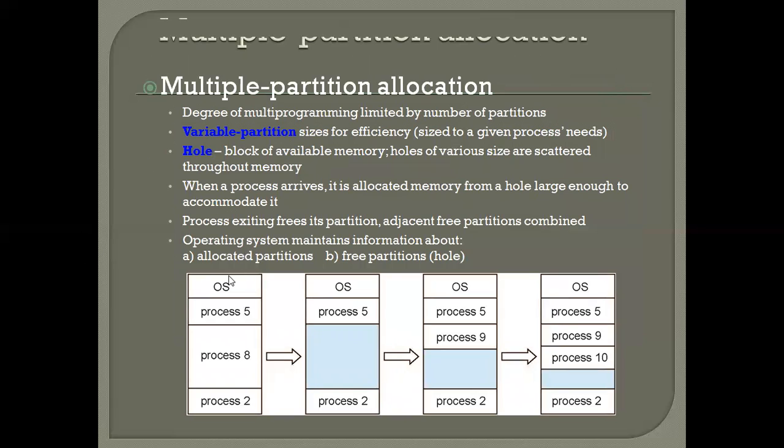One of the simplest methods for allocating memory is to divide the memory into several fixed-size partitions, and each partition may contain exactly one process, and thus the degree of multiprogramming is bound by the number of partitions. In this multiple partition method, when a partition is free, a process is selected from the input queue and loaded into the free partition, and when the process terminates, the partition becomes available for another process.